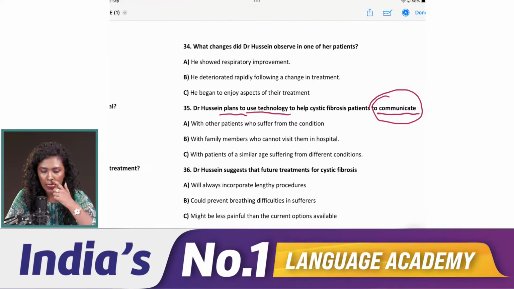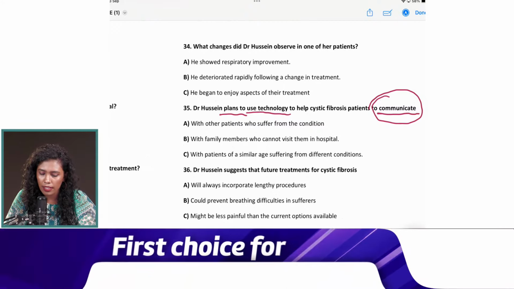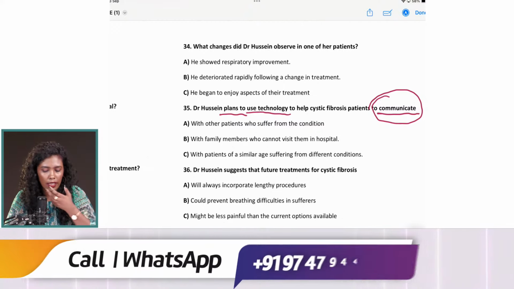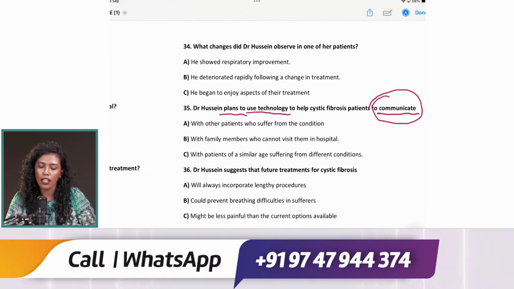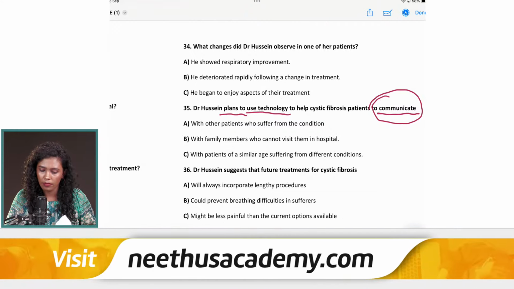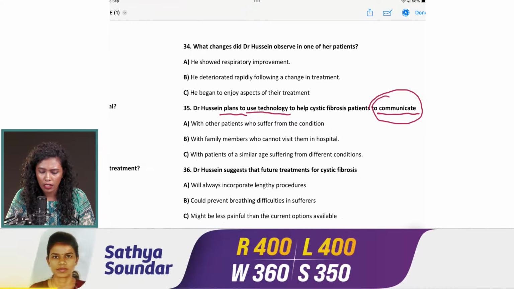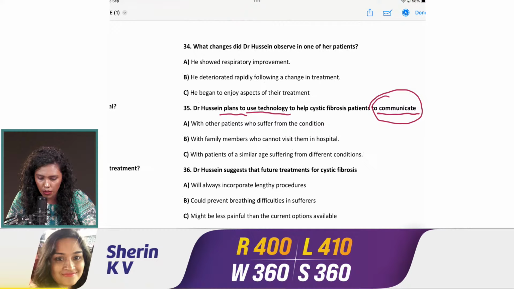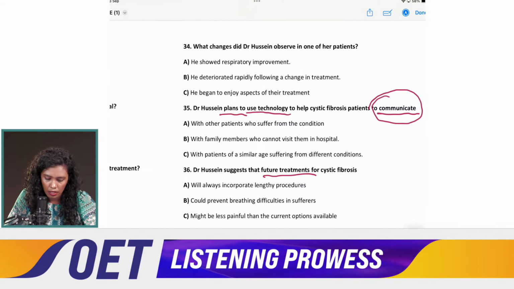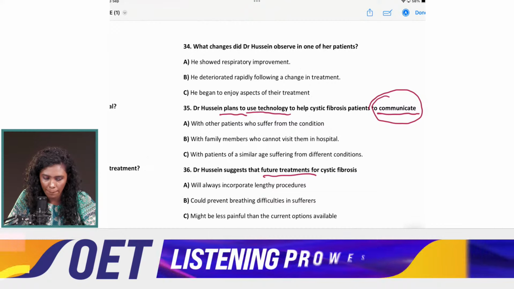Now, the next one, 36th question. Dr. Hussain suggests that future treatment for cystic fibrosis. Now tell me the keywords over here, as well as the type of question you are planning to include. What is the keyword over here? So the doctor is actually trying to suggest something about the future treatment. We have 3 options. Future treatment, Atulya, yes, you're right. Future treatment. Any other keywords?